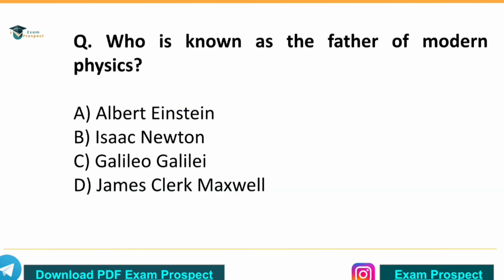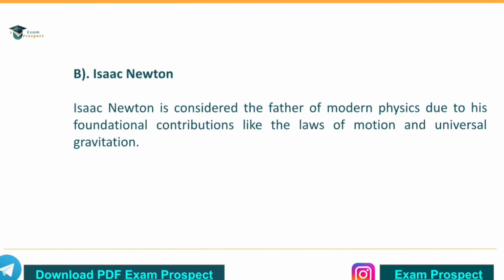Next question. Who is known as the father of modern physics? Correct answer, option B, Isaac Newton. Isaac Newton is considered the father of modern physics due to his foundational contributions like the laws of motion and universal gravitation.